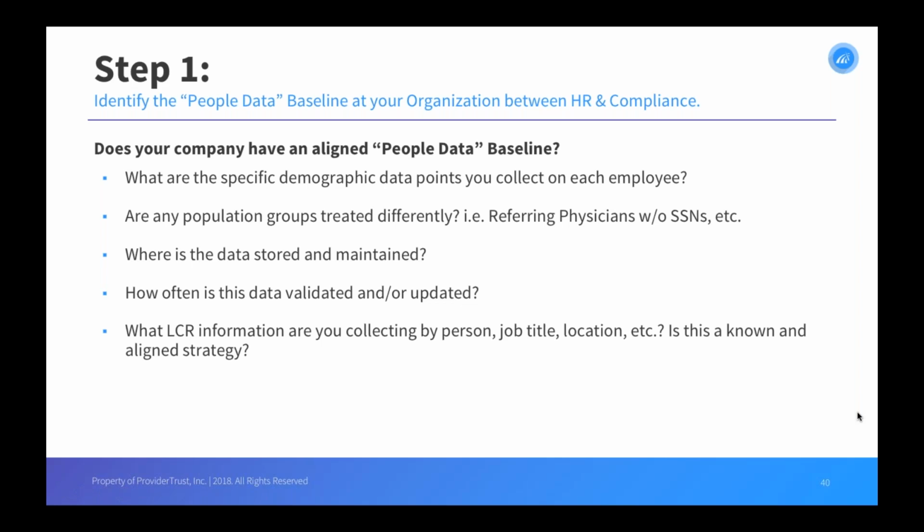So question one, right? Does your company have an aligned people data baseline? Is this something that exists today? If you hire a new employee, what are all the data points that you need on that person to sufficiently execute your compliance and HR strategy? Right, a couple of sub questions here are, what are the specific demographic data points you collect on each employee? List them out, right? I would list them out and gut check yourself and see if it's still accurate. Are any population groups treated differently, i.e. potentially referring physicians without social security numbers, right? Do you collect that on everyone? Do you collect NPI on physicians or vendors? Do you collect NPI on owners of vendors?